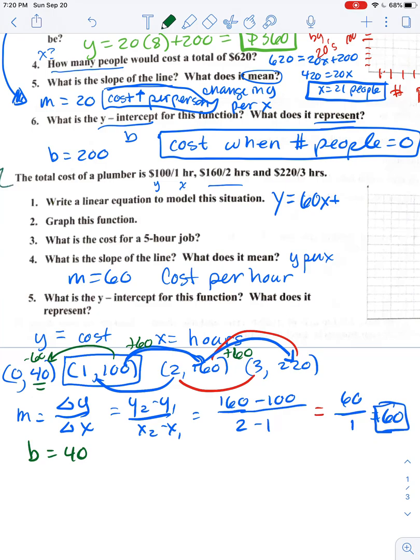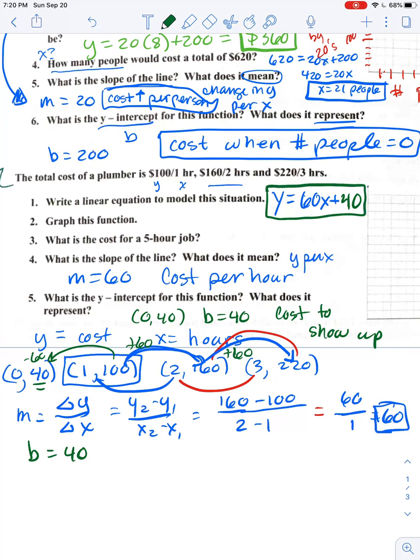So here where it says, what is the y-intercept? It's going to be that 40. And what it represents is the cost basically to show up. So no work done yet. No hours of work have been done. So then I can go back up here and I can put that 40 into my equation.